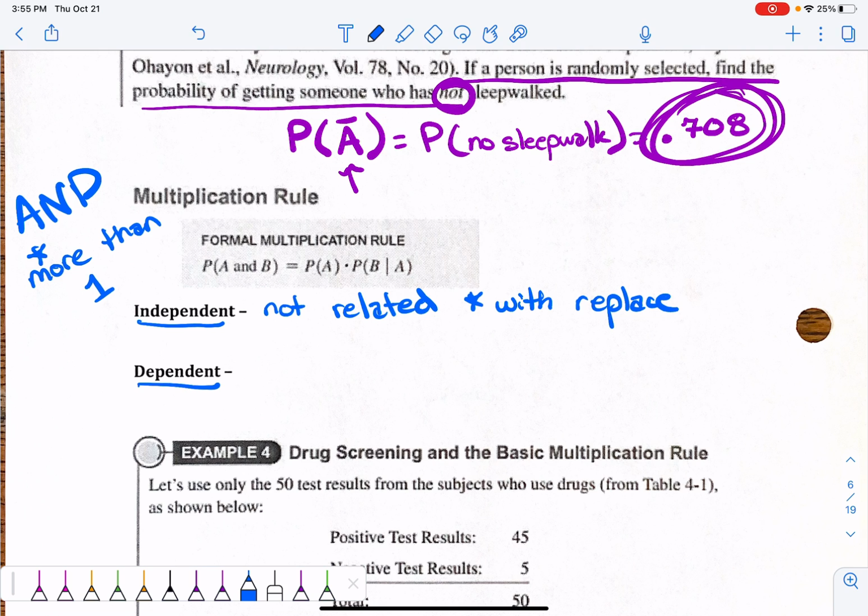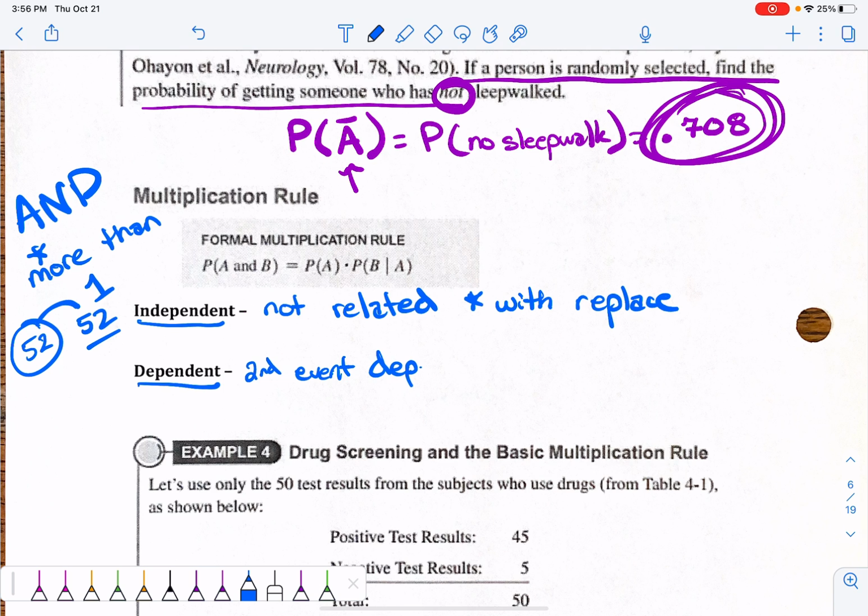Okay, so if you're drawing a card, the first time you draw the card, you're out of 52 cards, and if I replace it, I still have 52 cards when I draw the second card. So those two things are independent of one another, because it doesn't matter what card I drew here, I still have 52 cards in there that I could draw the second time. Dependent events: I'm going to say the second event depends on the first.